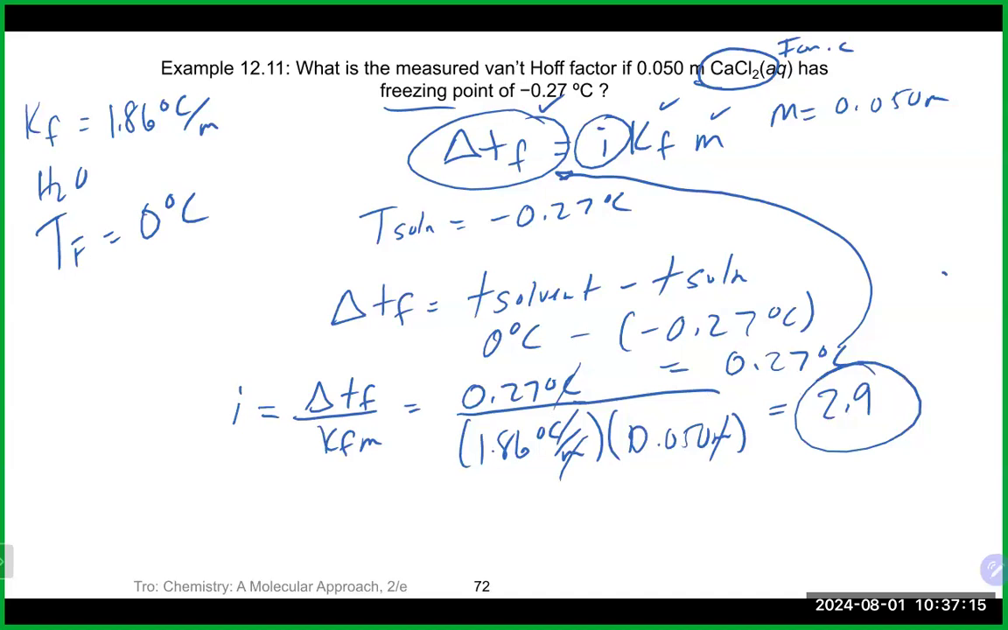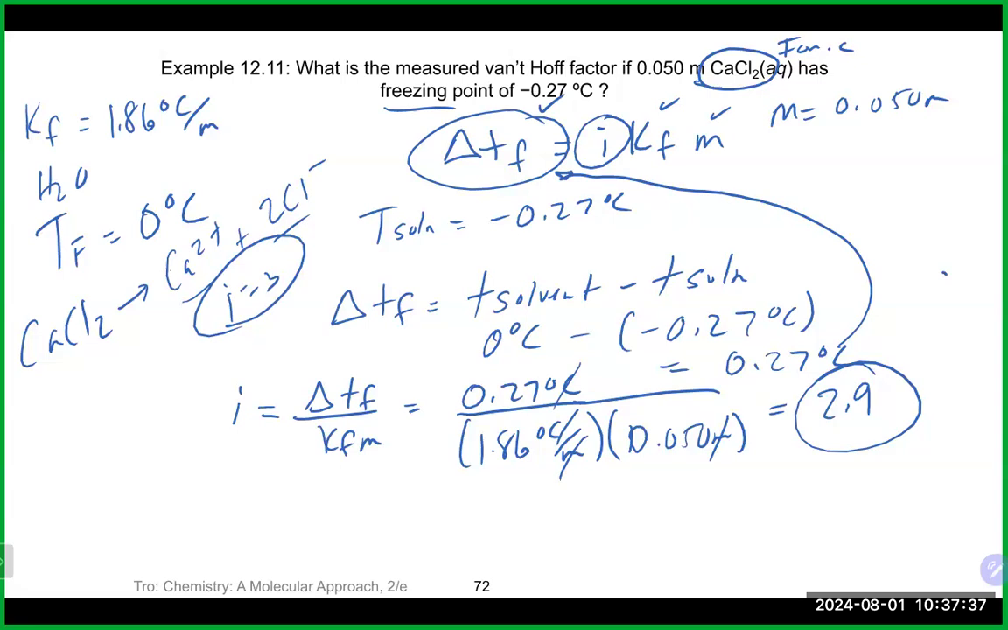i for calcium chloride, which is fairly close to the expected value that you would get from the formula of i equal to 3. So you can see here the measured value is a little bit different than the actual value that you get from the formula, but very close. Any questions on that calculation?